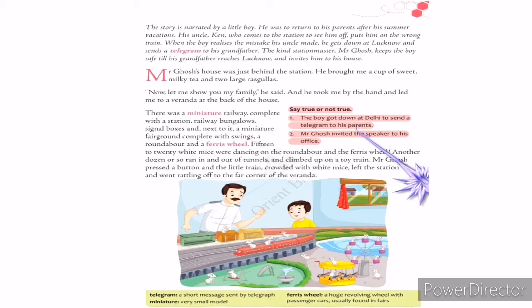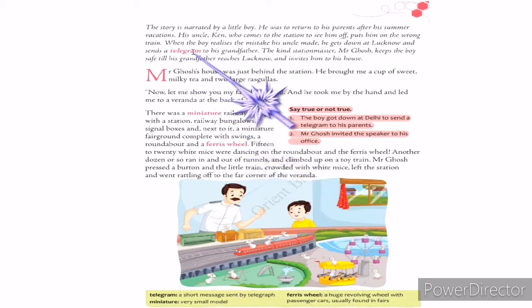It's not correct. The second one, Mr. Ghosh invited the speaker to his office. Did Mr. Ghosh invite the speaker to his office? No, he invites him to his house. So both these lines are not true. Okay, and in this beginning page, we are learning some new words and also new meanings. So the first one is telegram.